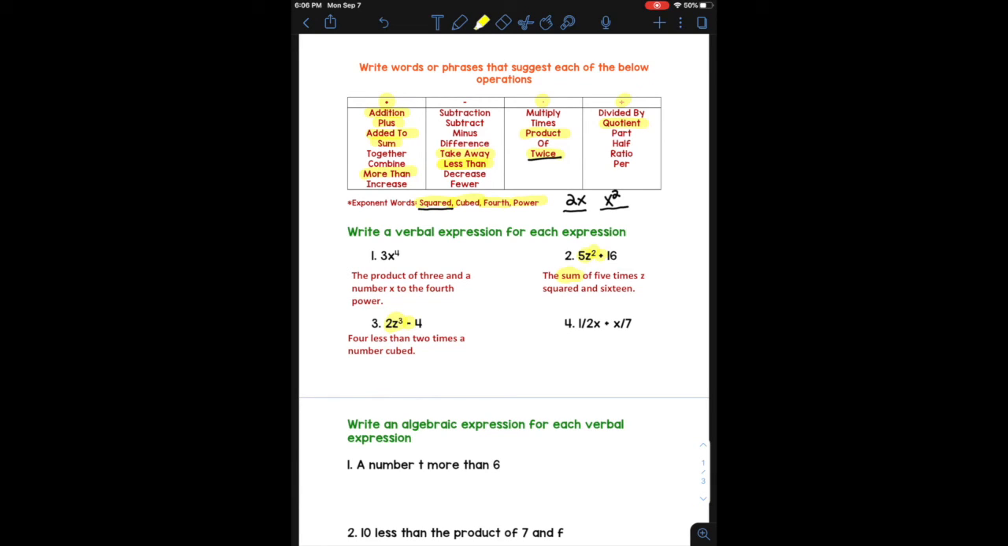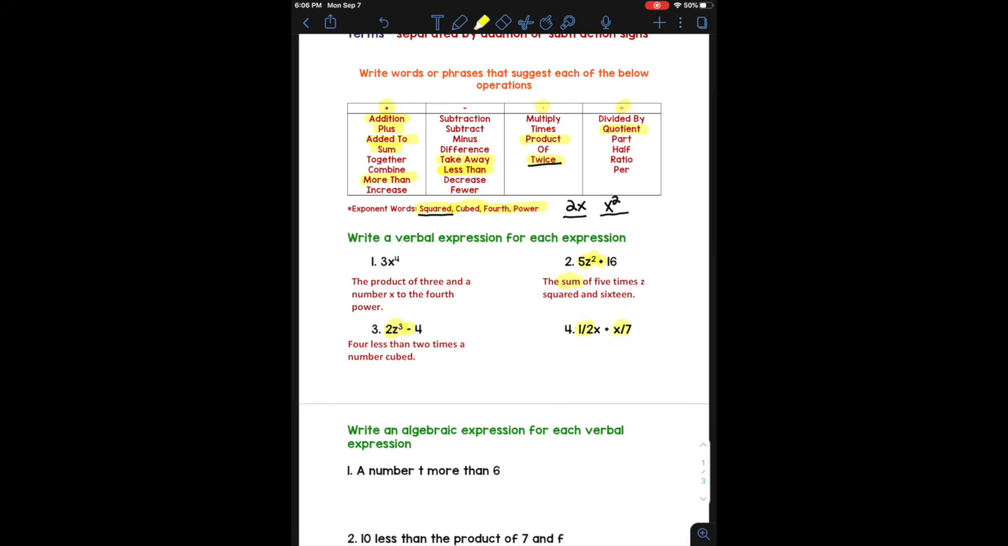And the last one, we have a fraction. We could say divided by 2, because 1/2 times something and divided by 2 is the same thing. We have division here, and we have a sum. The example they give us is half a number plus the quotient of the same number and 7. Very plainly, you could also say half of x plus x divided by 7. The word quotient is going to come up a lot. That is highlighted in the division column there.